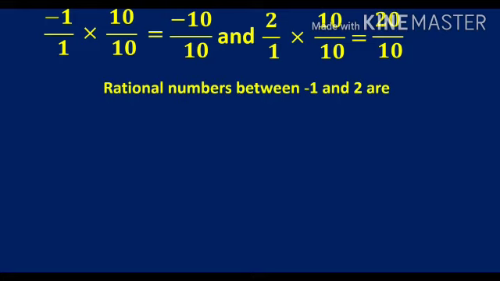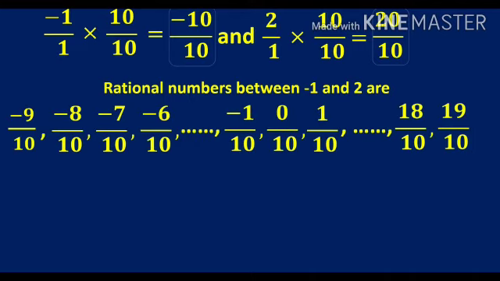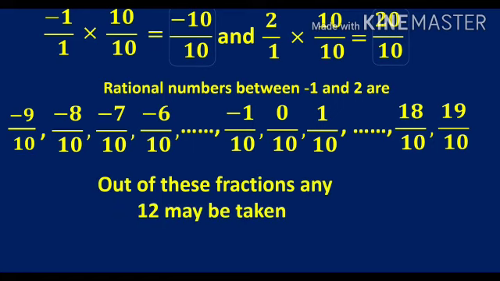So this -10 by 10 and 20 by 10 are nothing but -1 and 2. Between these two numbers we get -9 by 10, -8 by 10, and if you go on writing in your notebook till 19 by 10, you'll get 29 rational numbers. But we want only 12 rational numbers, so you can choose any 12 rational numbers to write.